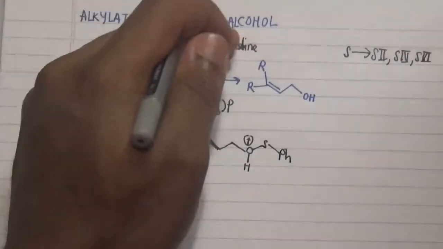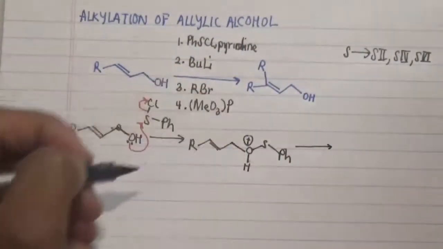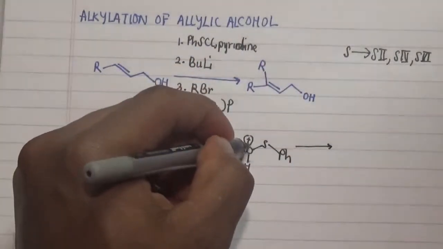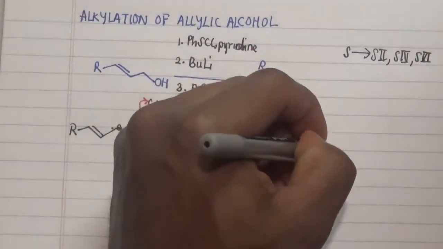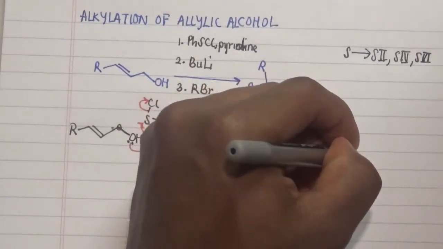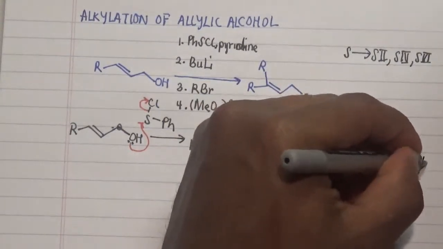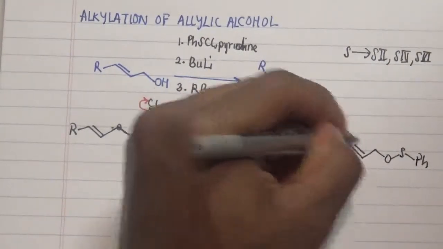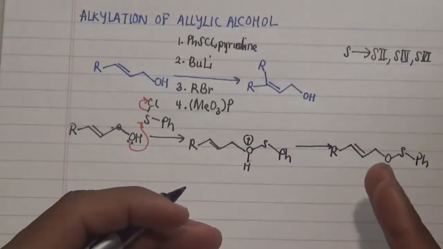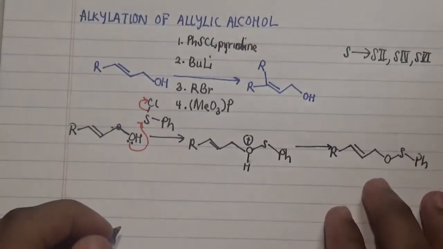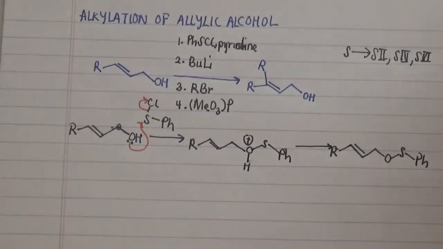Now, since pyridine here is the base, pyridine picks up this particular proton, and this compound becomes deprotonated and the oxygen becomes neutral to form this particular sulfenate ester that we have in this region. Take note that this ester is actually unstable, and therefore in order to stabilize it, it will undergo a sulfenate ester rearrangement in the presence of heat.